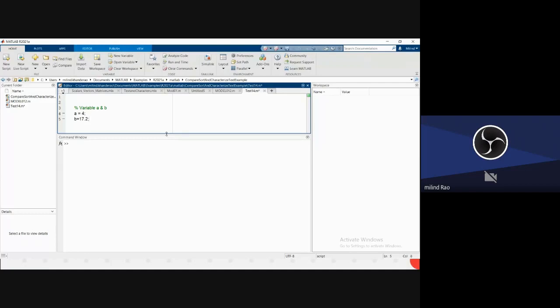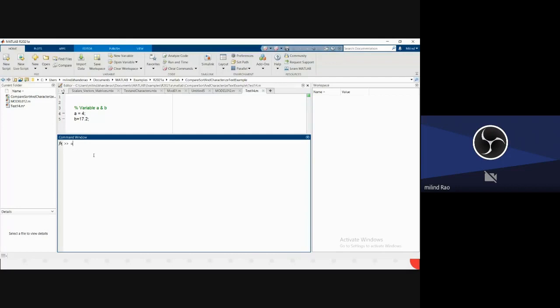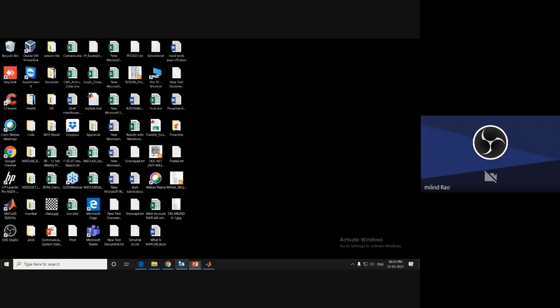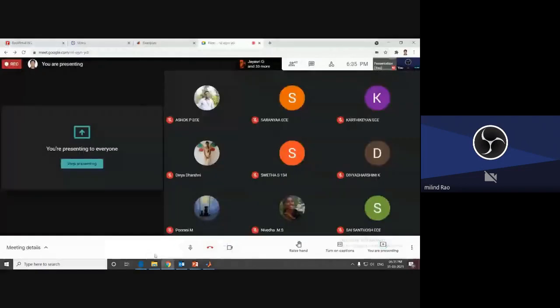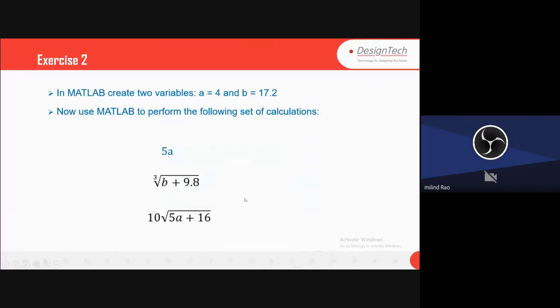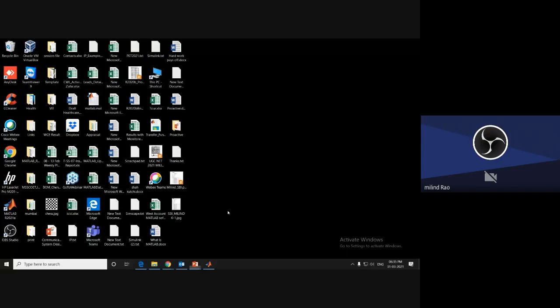Through the command prompt also we can give the values. Okay, so the same values we will consider here, a which is equals to 4, b which is equals to 17.2. Okay, so the same values you can see here. So we can perform some calculation like 5a.